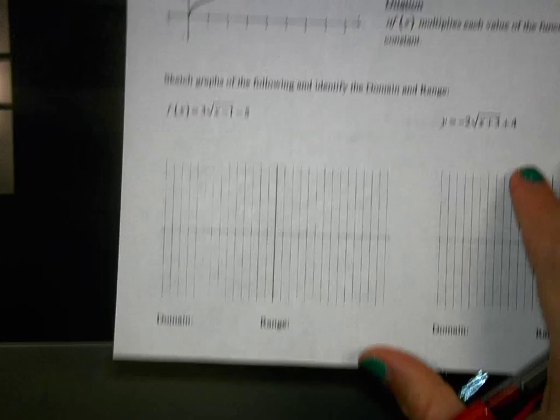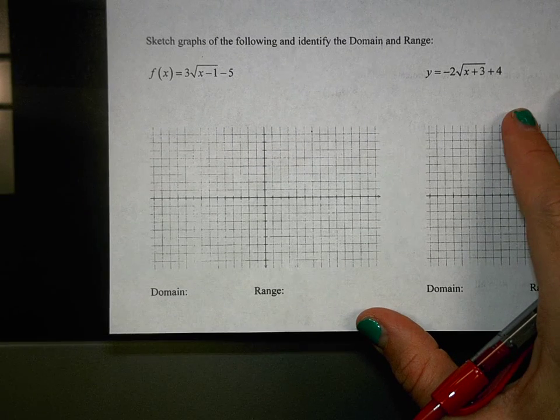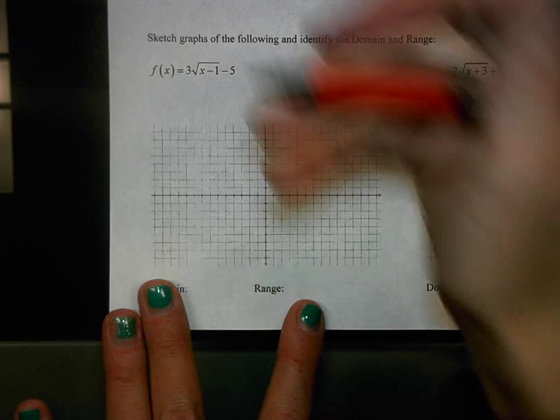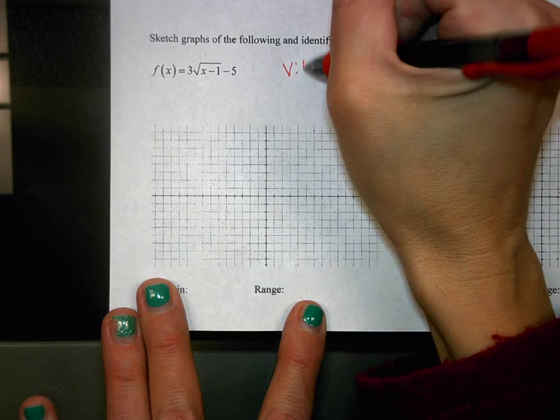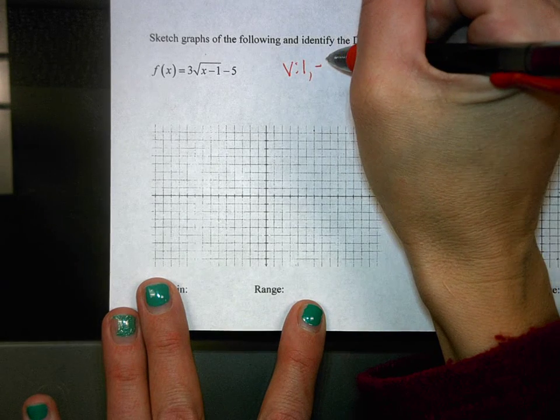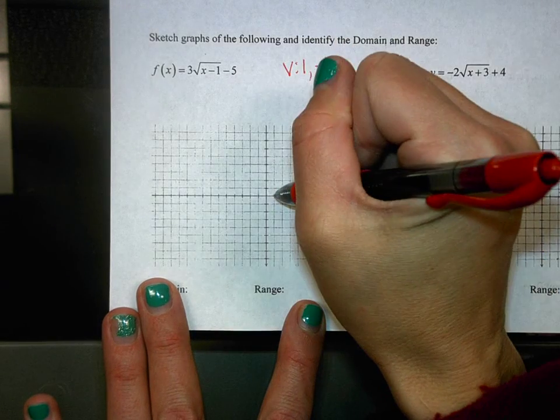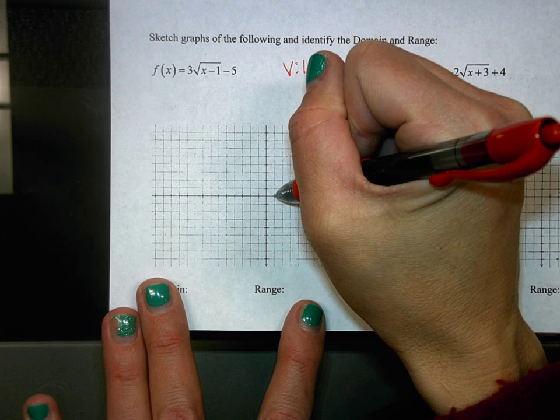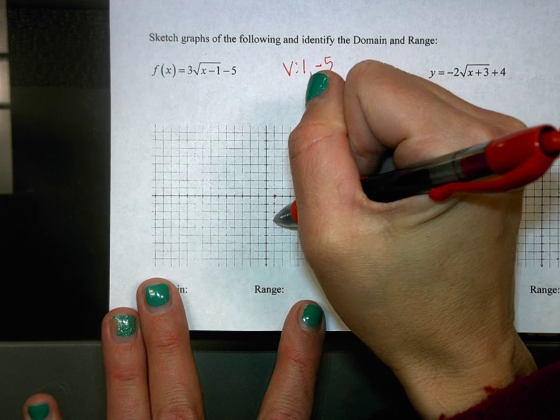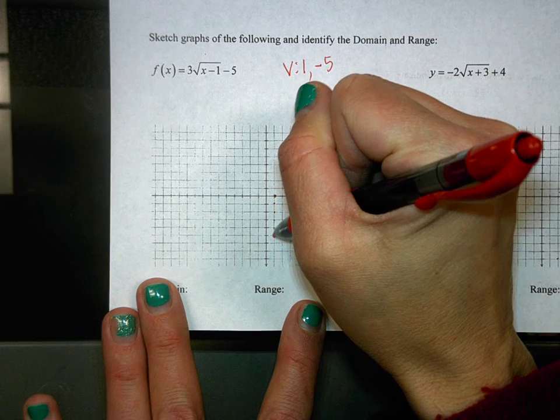Okay, so first one right here, what would be the vertex? 1, comma, negative 5. So we would go right 1 and down 1, 2, 3, 4, 5. Okay?